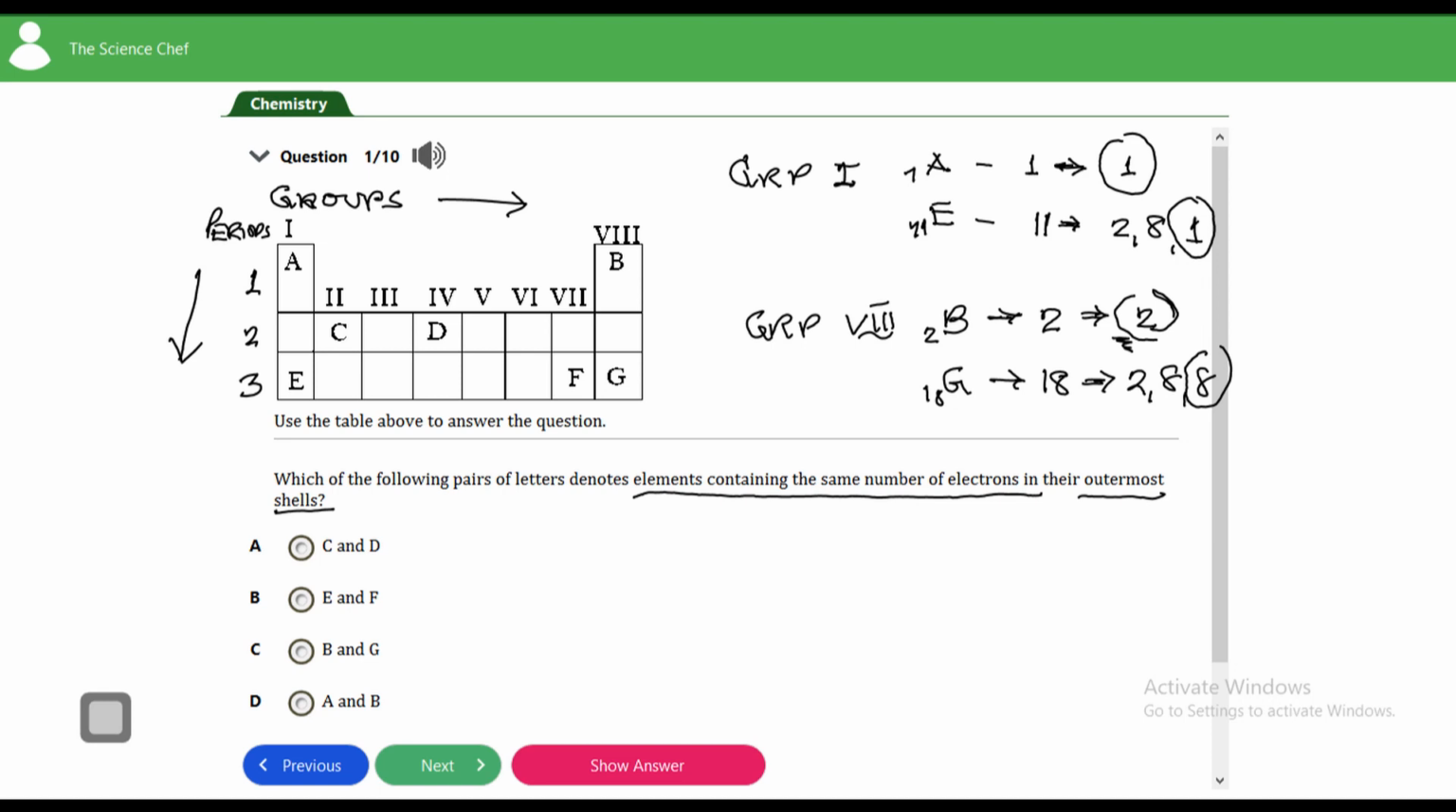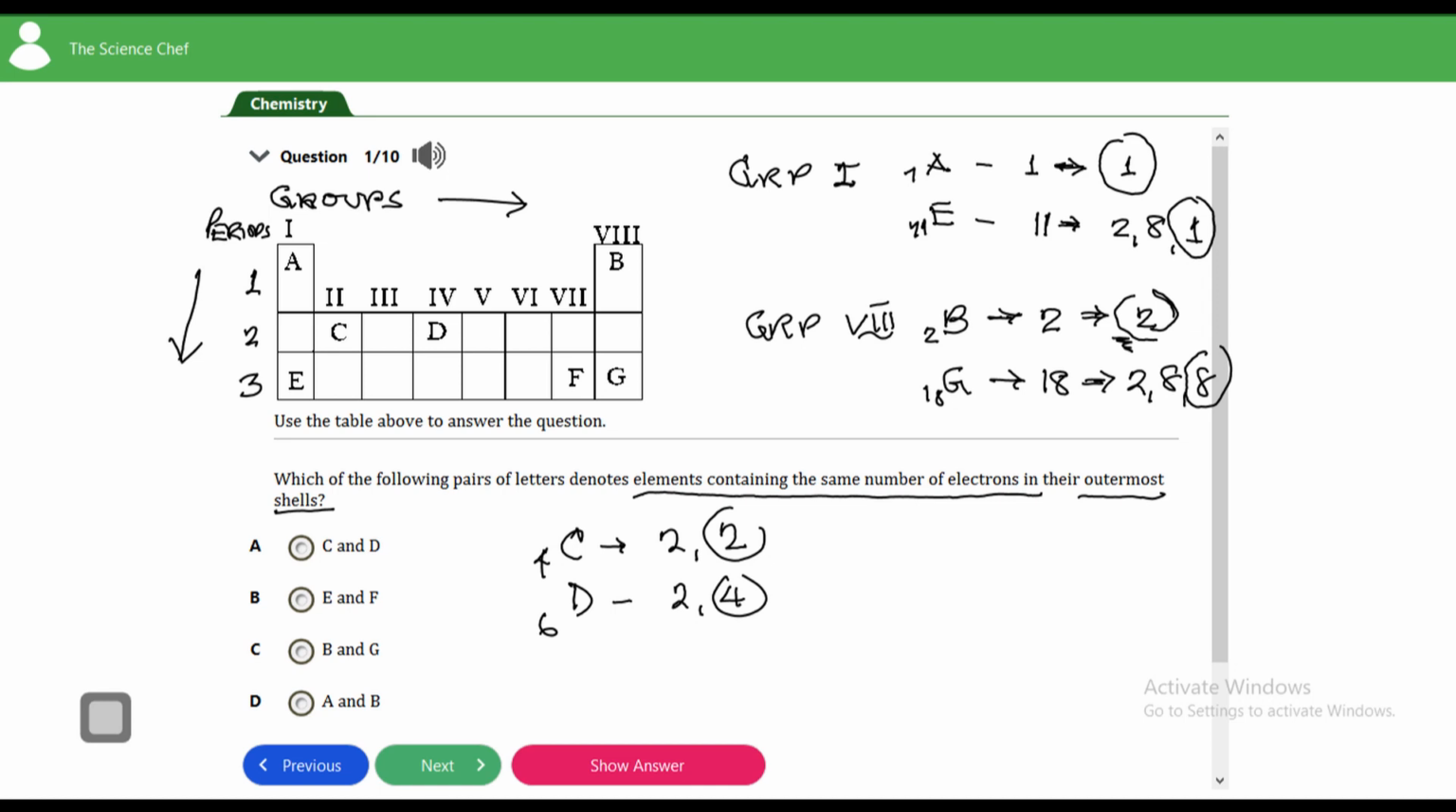Let's see. C and D are in the same period 2. They have the same number of shells, but a different number of electrons in the outermost shell. C here will be 4, that's 2, 2, while D would be 6, that's 2, 4. This is 2 and this is 4. They are different, so it cannot be C and D.